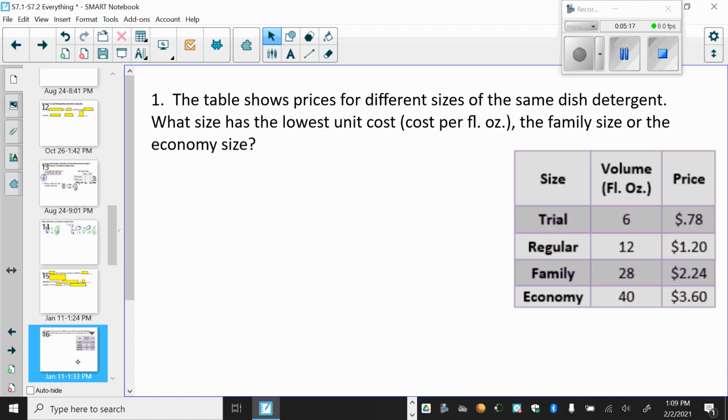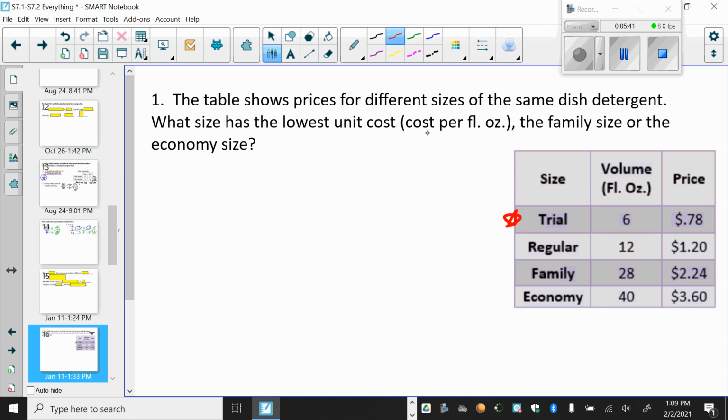The table shows prices for different sizes of the same dish detergent. We need to compare its unit cost and decide what the best buy is. All right. So what size has the lowest unit cost? The family size or the economy size? So we can figure this out, but let's actually figure all of them out. That'll be easy. So first, the trial size.